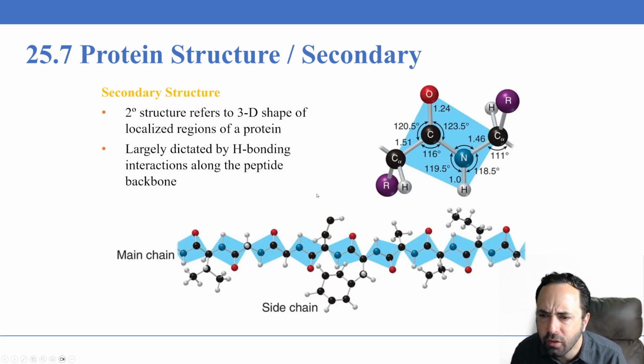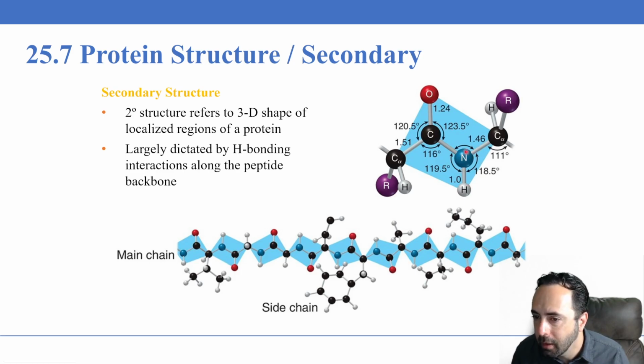The secondary structure has to do with the interaction of the portions of the peptide bond sequence here with one another. It's the localized regions of those. So it's largely dictated by hydrogen bonding interactions along the peptide backbone. So the peptide backbone is a series of amide bonds here and alpha carbons that produce the peptide.